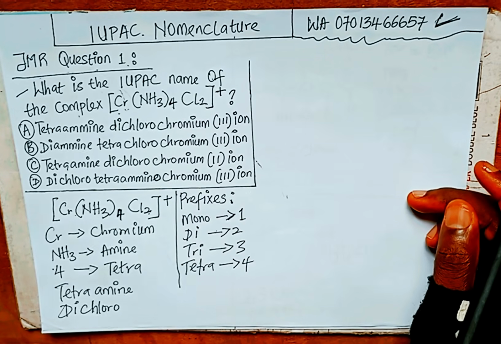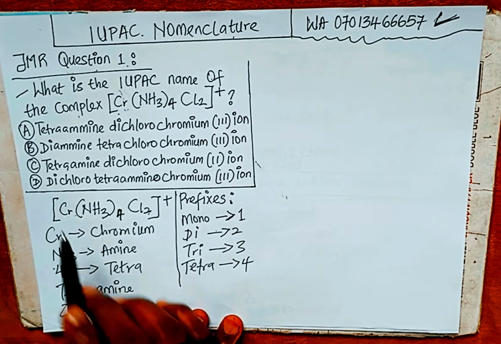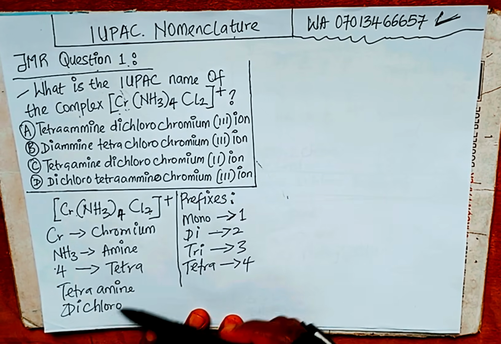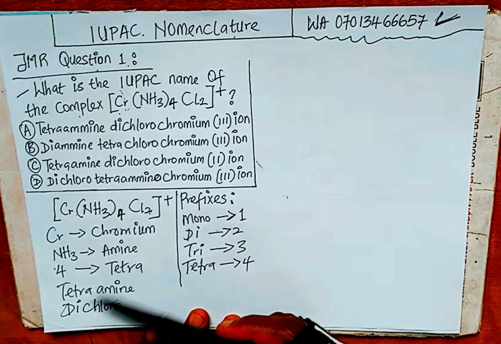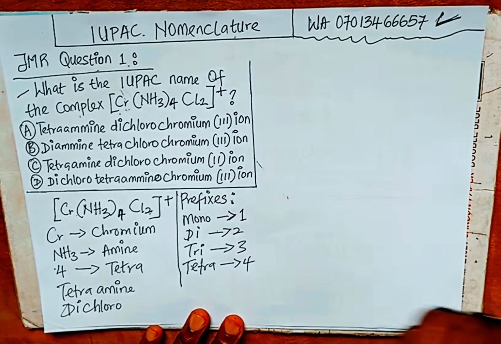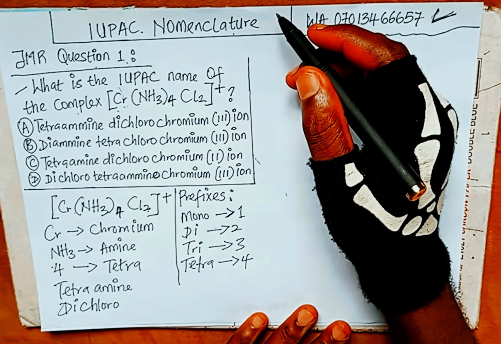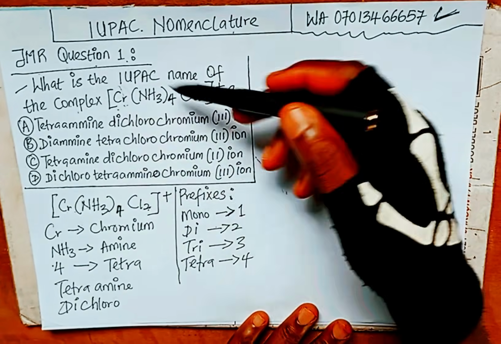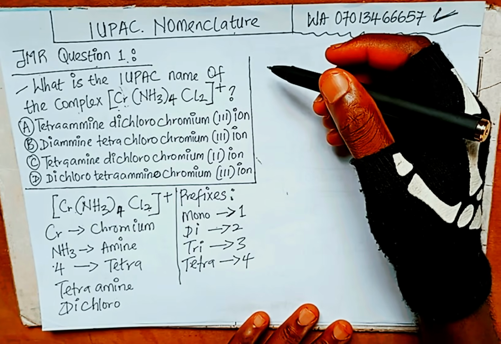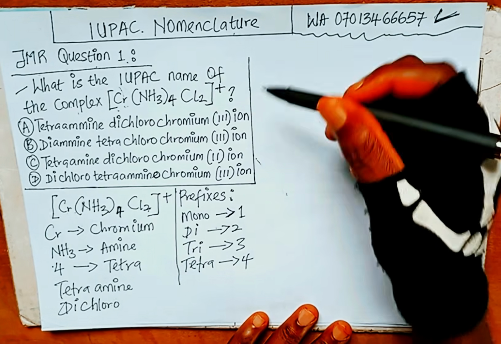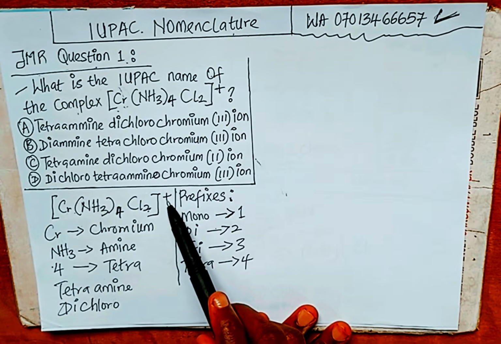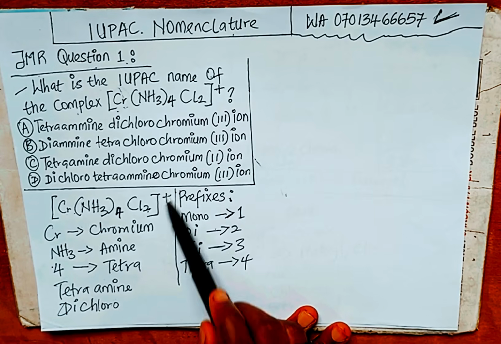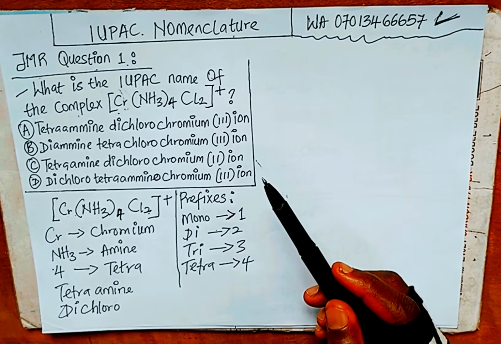The only thing that we haven't named here is this chromium, and we can't name it because we don't have its oxidation state. We have to calculate the oxidation number of this chromium. But while calculating oxidation number in a complex ion or complex compound like this, you have to bear something in mind: the charge. If there's any charge here, you are going to use this charge.